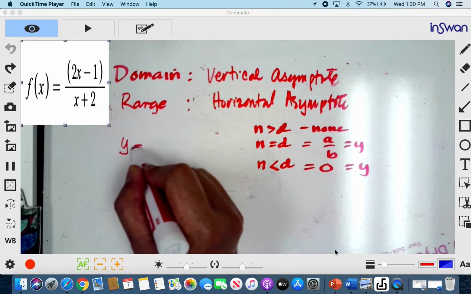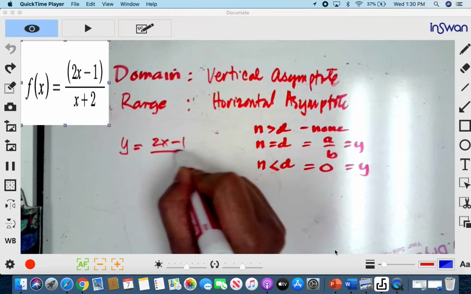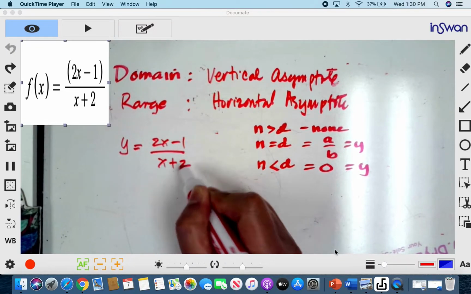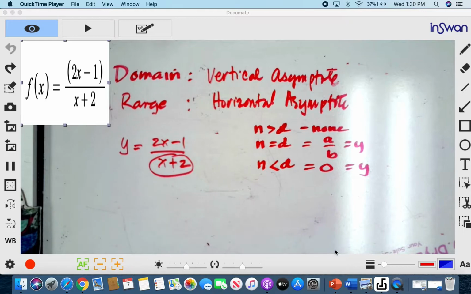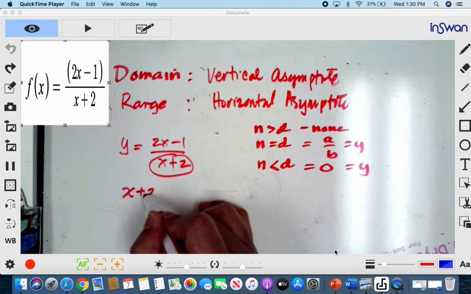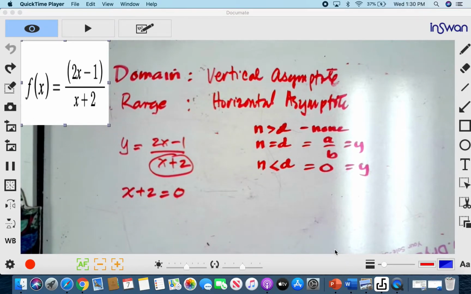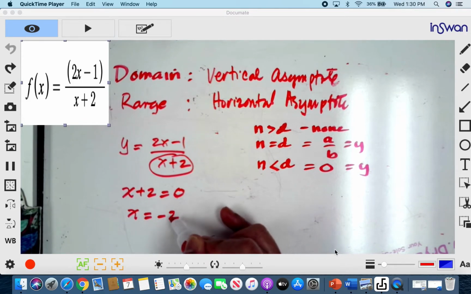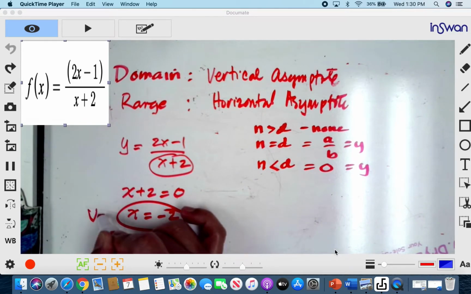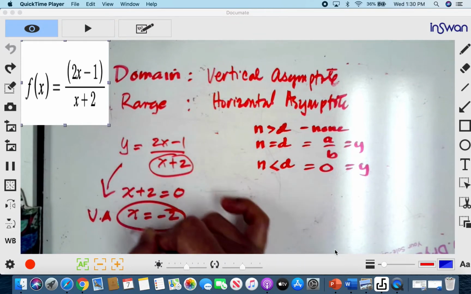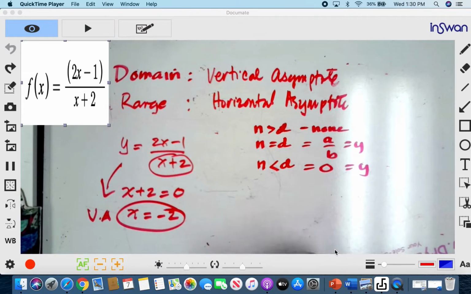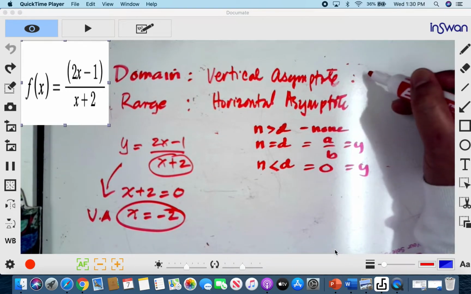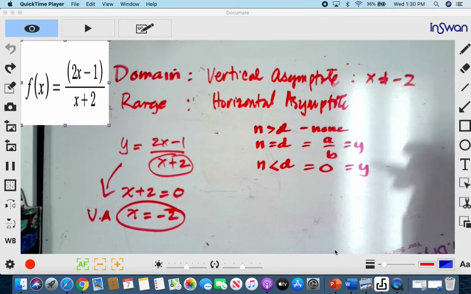In our given function, y equals (2x minus 1) over (x plus 2), we cannot allow the denominator to be equal to 0. So to find the vertical asymptote, we just set the denominator itself to 0, and so therefore x equals negative 2. Now this is the vertical asymptote. This graph will not touch this. So therefore, the domain is all values of x except for this.